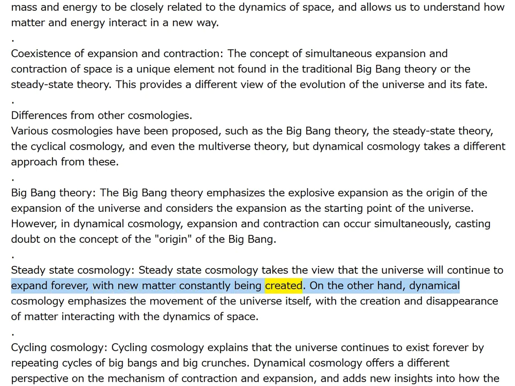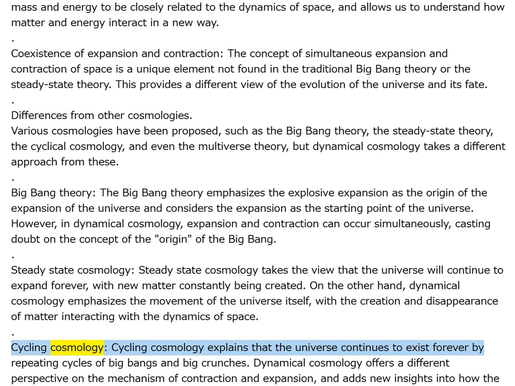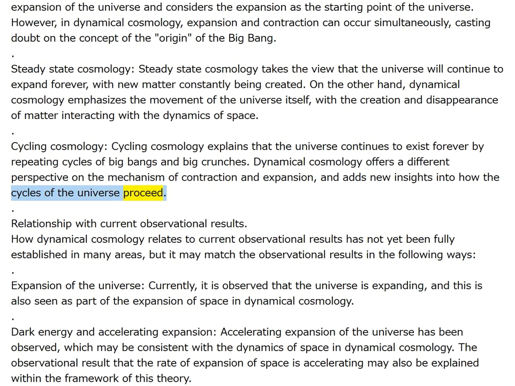Steady-state cosmology. Steady-state cosmology takes the view that the universe will continue to expand forever, with new matter constantly being created. On the other hand, dynamical cosmology emphasizes the movement of the universe itself, with the creation and disappearance of matter interacting with the dynamics of space. Cyclic cosmology. Cyclic cosmology explains that the universe continues to exist forever by repeating cycles of big bangs and big crunches. Dynamical cosmology offers a different perspective on the mechanism of contraction and expansion, and adds new insights into how the cycles of the universe proceed.